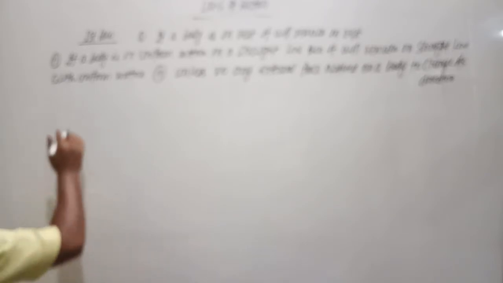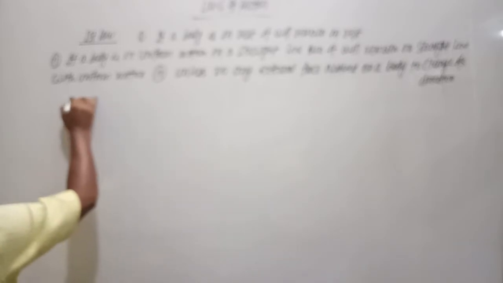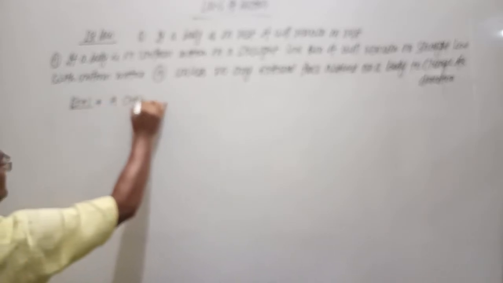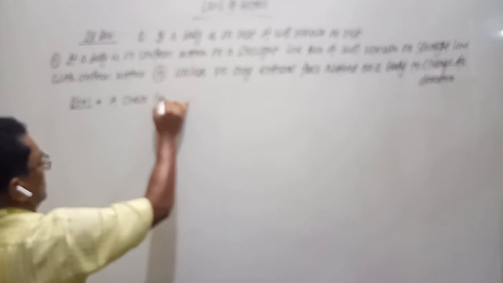The first part says that a body at rest will continue at rest. We will see an example of each part. The first part tells that if a body is at rest, it will remain at rest. So let us see an example. Suppose a chair lying on the floor.